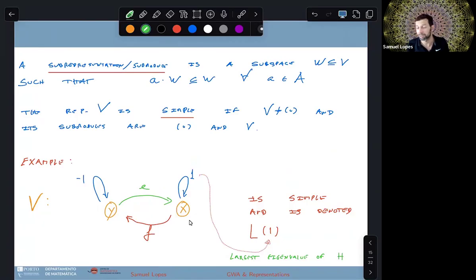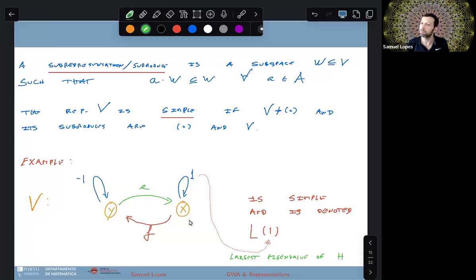Just to remind you all, the one-dimensional representation has to be simple because there's no way of getting any representation in between the zero-dimensional and the one-dimensional. Okay, so we already have two simple representations of SL2. Well, it's better than nothing.